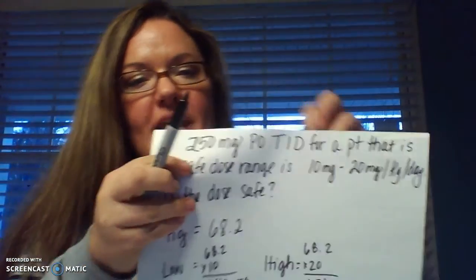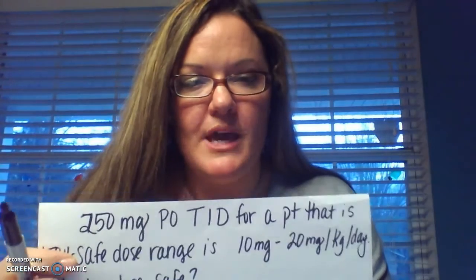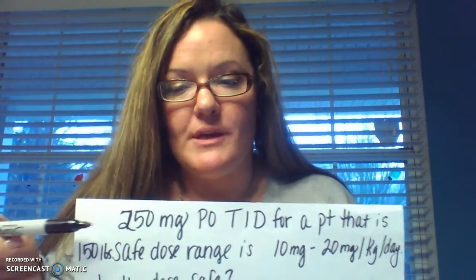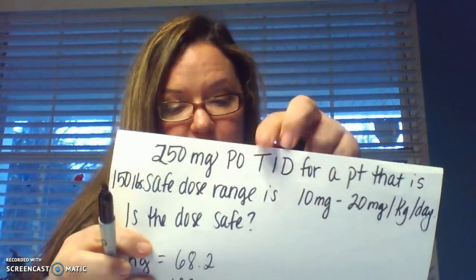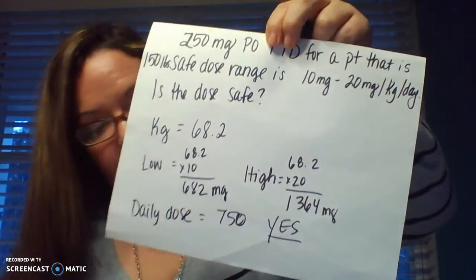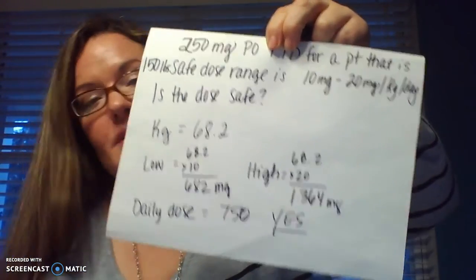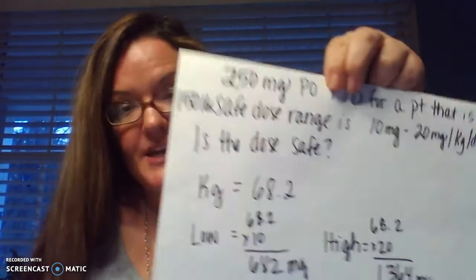All right, so if I'm getting 250 milligrams PO/TID, TID means 3 times a day, so I'm going to multiply 250 times 3. What's that going to give me? 750. So is my dose safe? Yes, that is a safe range.